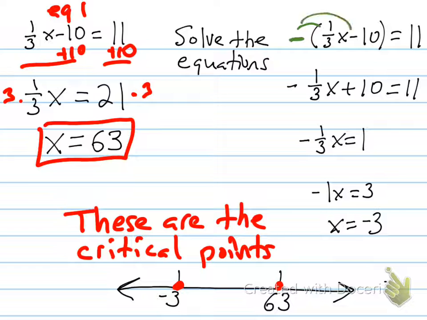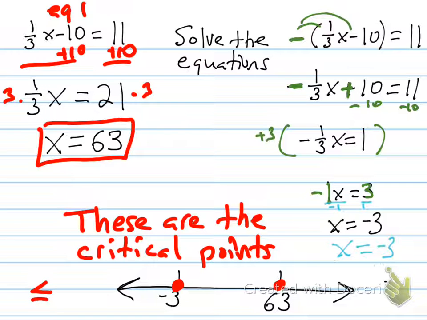That minus sign is going to get distributed. So it's going to turn this into a negative, this into positive. This time I'm going to subtract 10 from both sides, and then I'm going to multiply everything by 3. And that gave me a -1x and a +3. And then when I solved for x, I had to divide by a -1. So I'm going to divide both sides by -1. And that gave me x equals -3. These are my critical points. And because my original inequality had a less than or equal to symbol, I'm going to use a solid dot here.